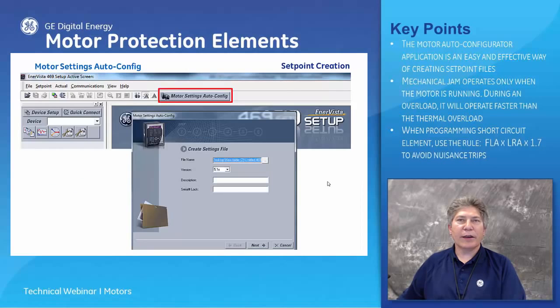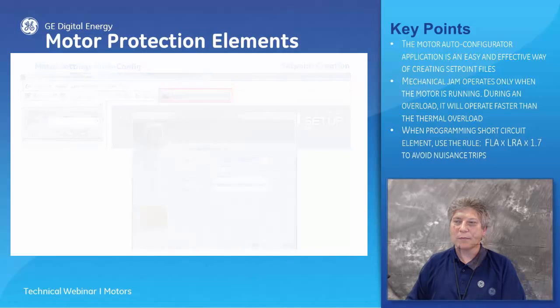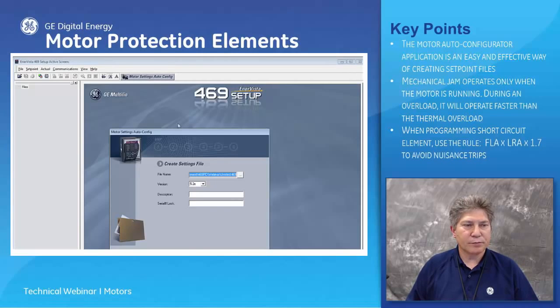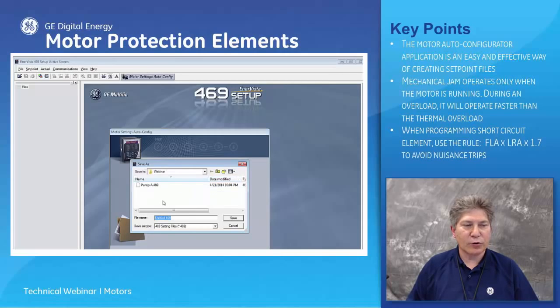Now I'll show you a live demonstration of using the motor settings auto configurator. What I'm going to be using here is the 469 motor settings auto configurator. So here we have the EnerVista 469 setup program, and we're going to use the motor settings auto configurator to create a settings file. I'll select the motor settings auto configurator. It will prompt us with a name and location to store it. I'll give it a name such as Pump B.